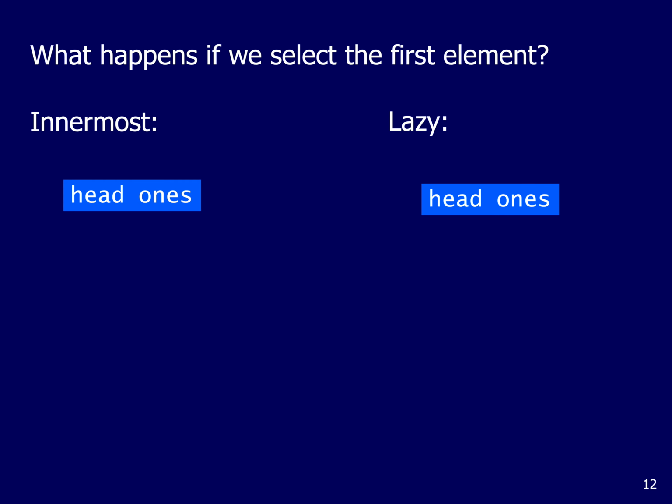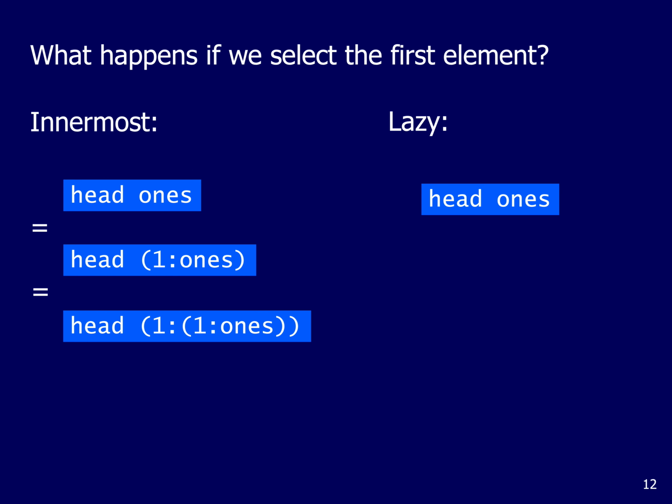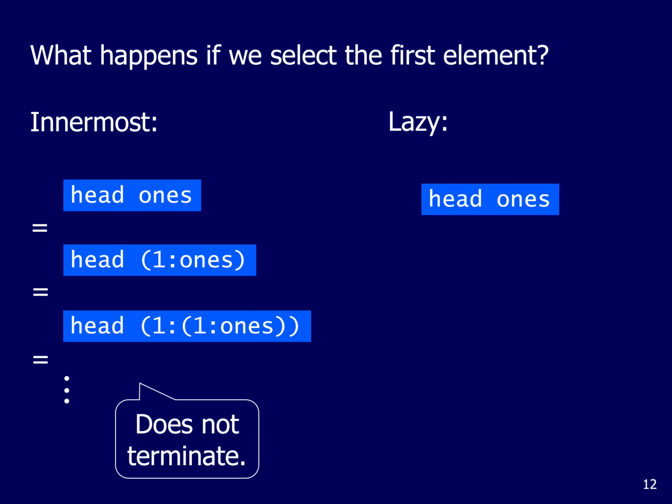If we go to the innermost side first, on the left, what's the innermost thing that we could do? Well, we could expand out the definition of ones. Then we get down to head of 1 followed by ones. Of course, you can see what's going to happen here. We just expand the definition of ones again, and this is basically going to go on forever. This will not terminate. So if we try to select the first element of the infinite list of ones using the head function with innermost evaluation, then evaluation does not terminate. It simply goes on forever.